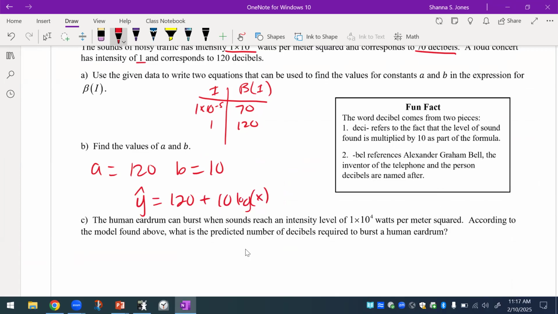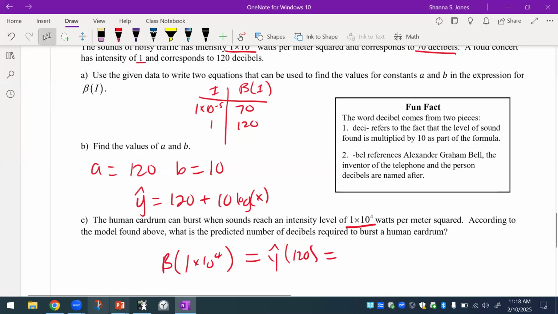Okay, once I have a regression model, can I evaluate anything? It says the human eardrum can burst when sounds reach an intensity level of 1 times 10 to the 4 watts per meter squared. According to the model found, what is the predicted number of decibels? So I now have my I value. We're looking for y hat when the intensity is 1 times 10 to the 4.